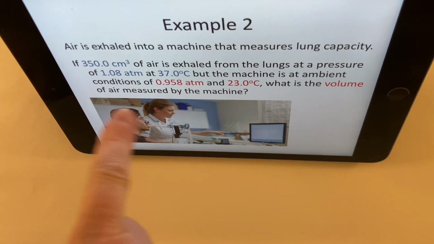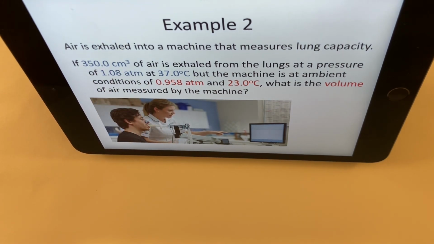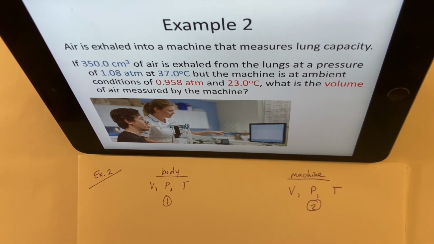So the volume of air measured by the machine is going to be something different than what he is exhaling. You certainly hope the machine is going to account for this behavior of gases. So let's calculate the volume of air measured by the machine. How do we approach this? Well, we're doing something to the air. It starts here and then it goes into the machine.